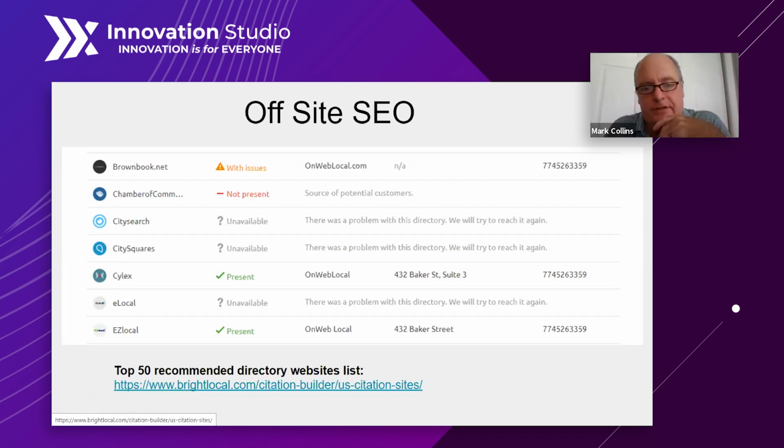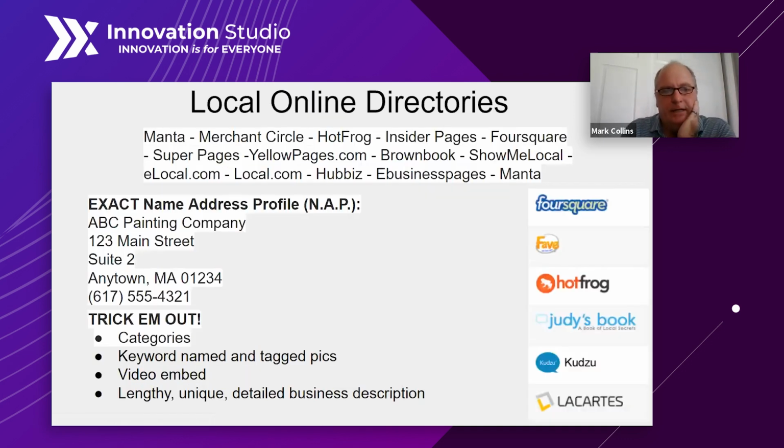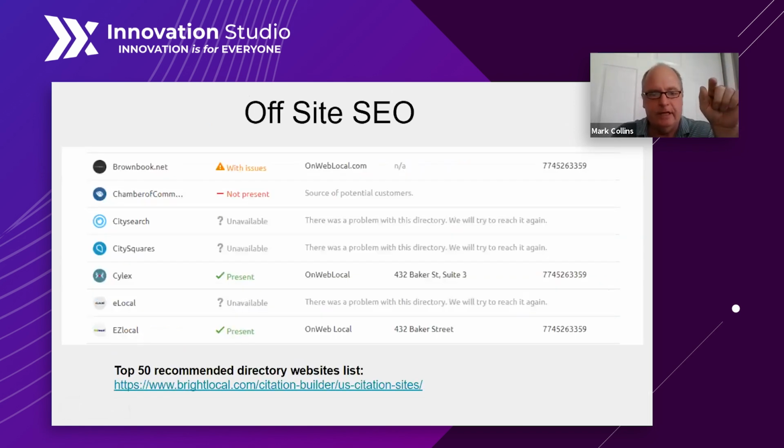I mentioned that in the other call, but it's just so important to get into these directories and to get a Google page. You've got to do that stuff. And again, when you do the directories, make sure your company name and address are perfectly the same everywhere. So if your company is ABC Painting Company, don't put ABC Painting CO, put Company. If you're 123 Main Street Suite 2, make sure you put Suite 2. And if you can optimize these with pictures and a video and put as much content in there, it'll help you as well. Those are on the list at the bottom of this page right here.